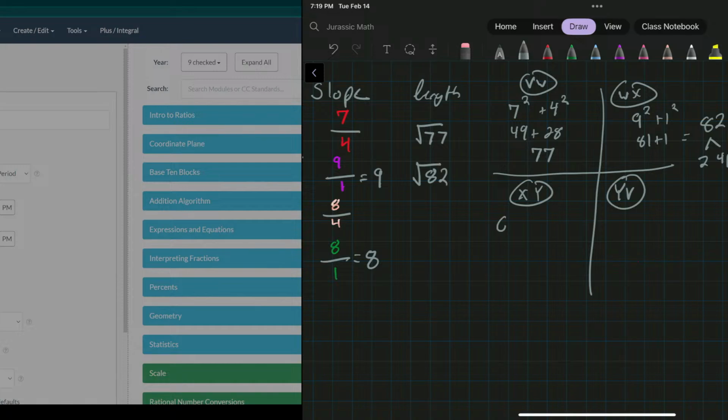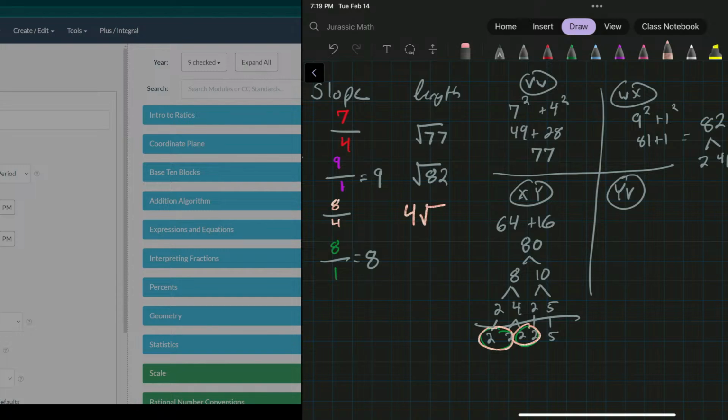XY. 8 squared is 64 plus 16. Shoot, why do I not know 64 plus 16 right now? Is an 80. Oh, I can break that up. That's 8 and 10. 2, 4, 2, 5. 2, 2, 2, 2, 5. Look at the very last row. You're looking for pairs. There's a pair of 2s and a pair of 2s. So that means 2 times 2 is going to be, whoopsie. Let's do it in rose code. 4 square root of 5.